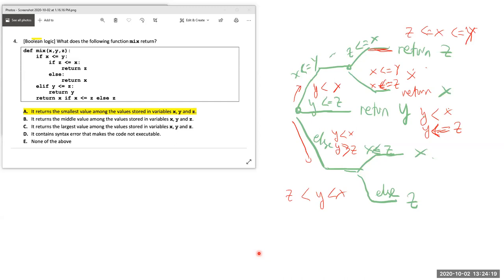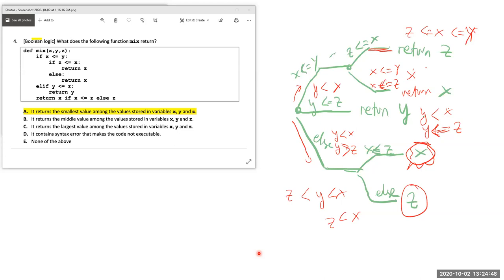So in this case, by that logic, x will always be greater than z, whatever happens, hence it will always give us z. So you need to try to break it down. Try to create decision trees. When you are confused with if else, you need to create decision trees.